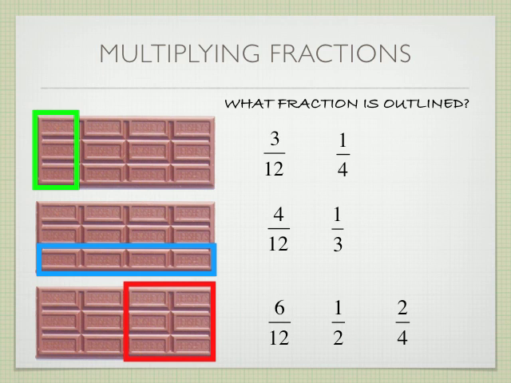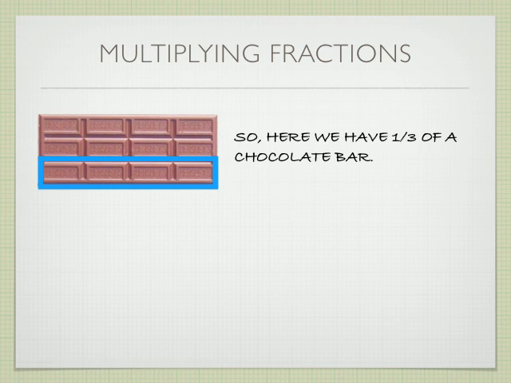Because for the top one, you divide both by 3. 3 divided by 3 is 1. 12 divided by 3 is 4. So 3/12 is the same thing as 1/4. I just want to reinforce this with chocolate, even though we've already done it mathematically, because I just want it to make sense all the way down.